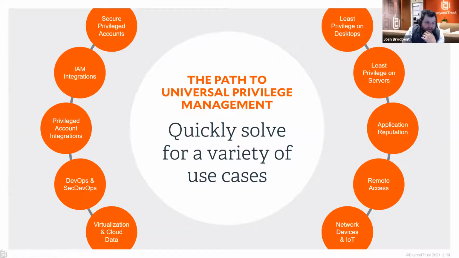So what does the path to universal privilege management look like? We have a lot of different use cases that we're trying to solve for, but it's important that it has clearly some foundational items like securing privileged assets, like IAM integrations, like privileged account integrations, like DevOps integrations. All of the things that we've laid out here are all use cases that a privileged management solution has to be able to solve for, including application reputation.